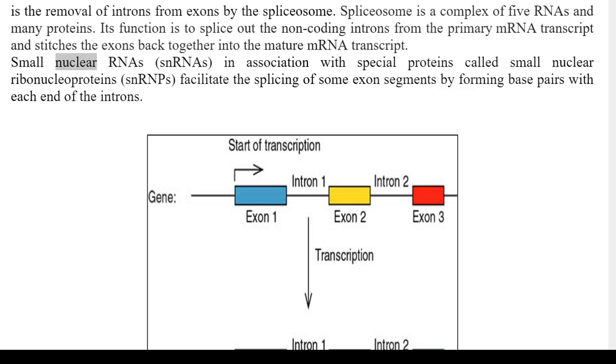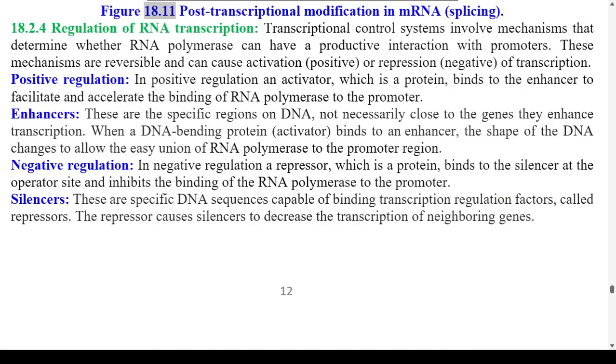Small nuclear RNAs, snRNAs, in association with special proteins called small nuclear ribonucleoproteins, snRNPs, facilitate the splicing of some exon segments by forming base pairs with each end of the introns. Figure 18.11 Post-transcriptional modification in mRNA, splicing.